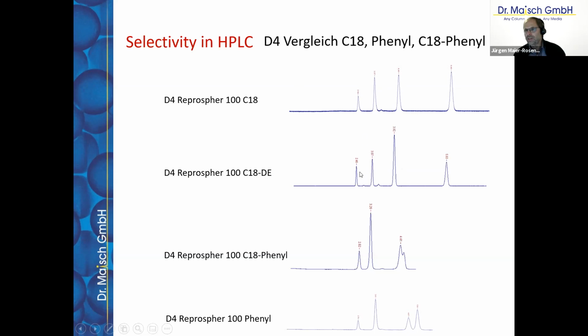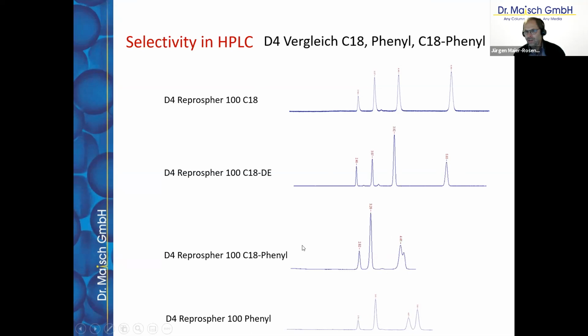What we are seeing here is we have the uracil again as the dead volume marker. We have the phenol as a polar compound. We have the toluamide, a compound with a good balance between lipophilic and polar interactions, and lastly we have the toluene, which has only lipophilic interactions. If we are going from the C18 group to the phenyl, what we are seeing is that the retention for the toluene is much lower, of course, but we have a slight increase of the retention for the toluamide.